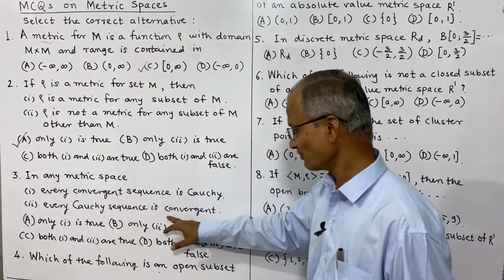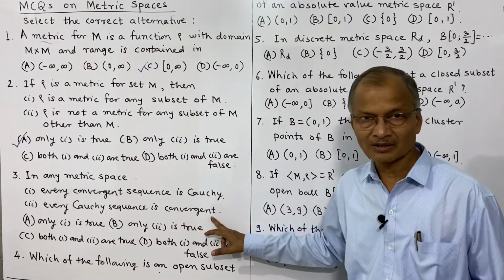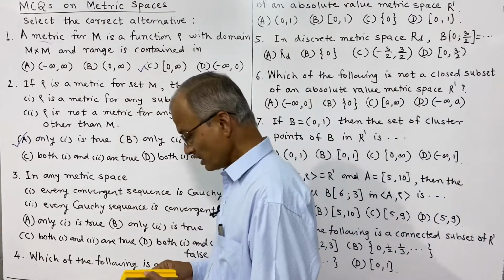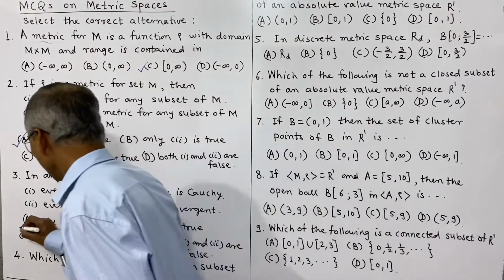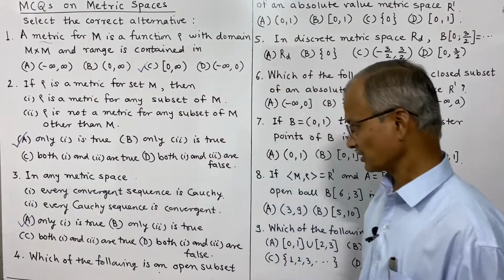Every Cauchy sequence is convergent. This is not correct, and therefore here also only the first is true, only 1 is true. That is the answer.